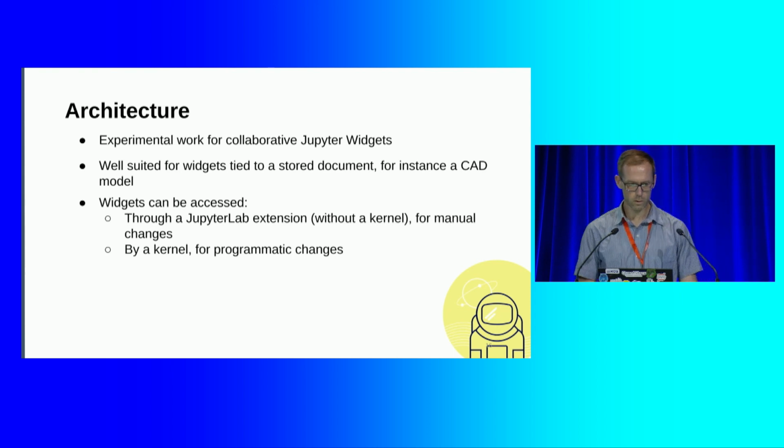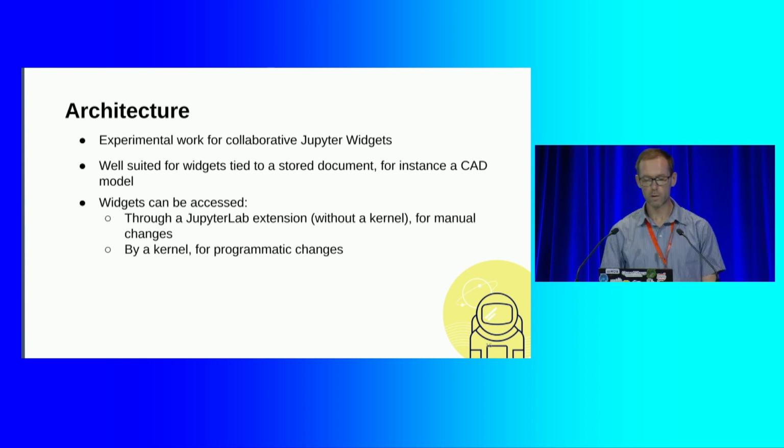So the way it works, the use case is like the following. For instance, you have a widget which handles a shared document through JupyterLab extension, for example. In this case, it's without a kernel. And you make manual changes to this widget, and this reflects in the shared document. But you may also want to attach a kernel to it to do programmatic changes.